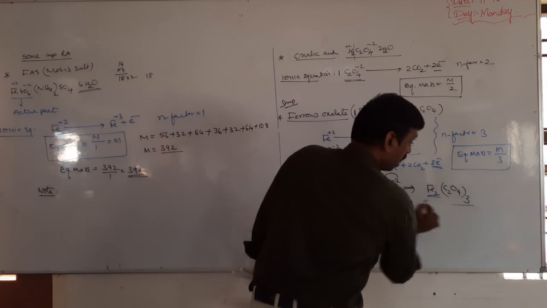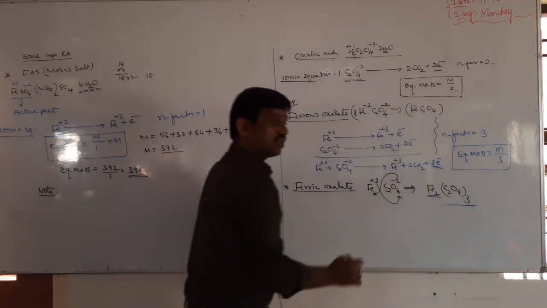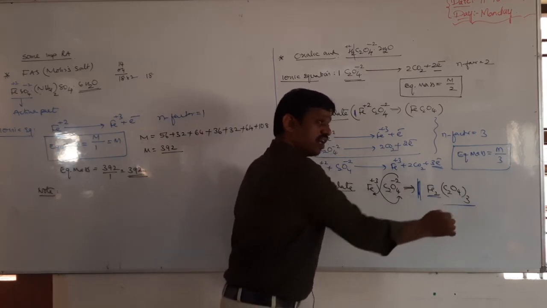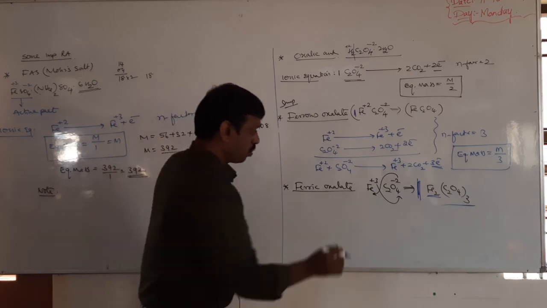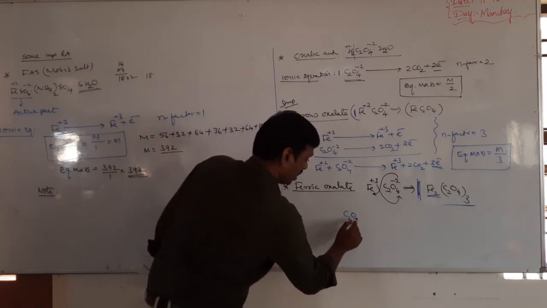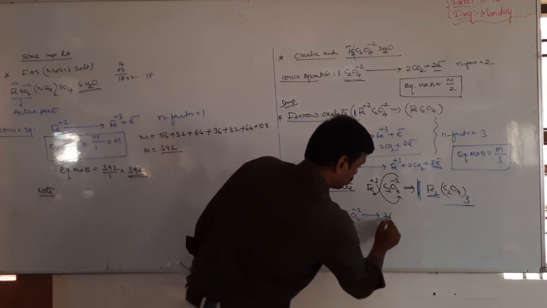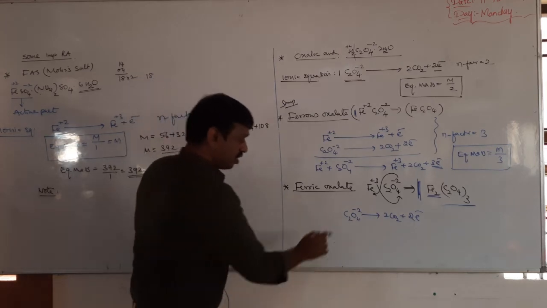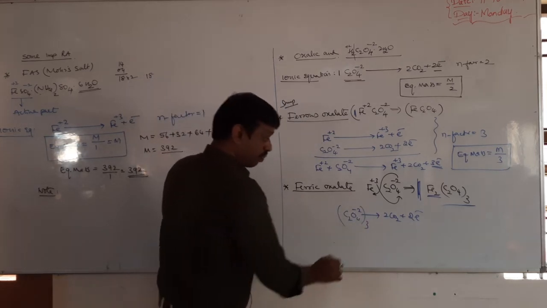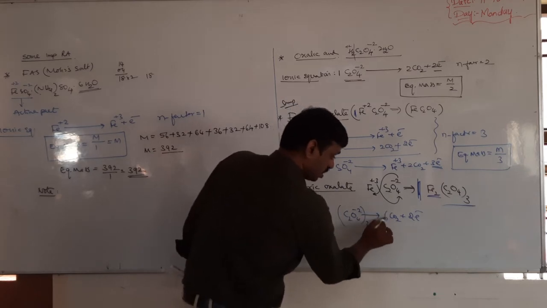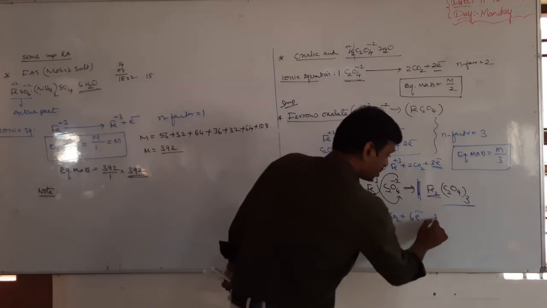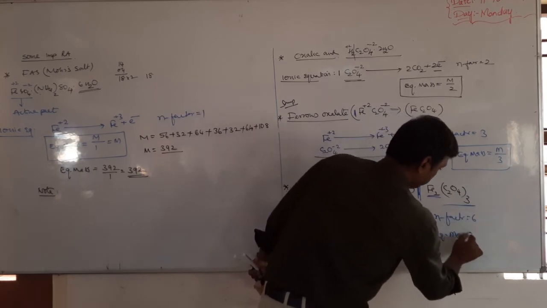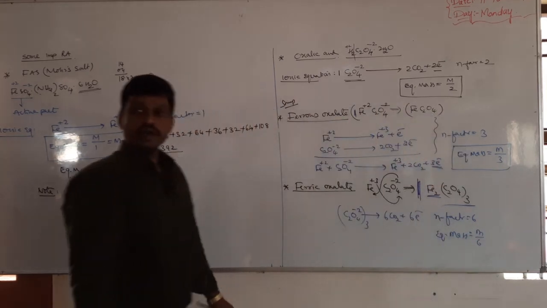Then what about oxalate? How many oxalates are there? Three oxalates, because it is 1 mole of ferric oxalate containing 3 oxalate ions. We know that 1 oxalate, C2O4 minus 2, gives rise to 2CO2 plus 2 electrons. But there are 3, so it becomes 6. Then what is the N factor? N factor is 6. What is the equivalent mass? M by 6. Important.